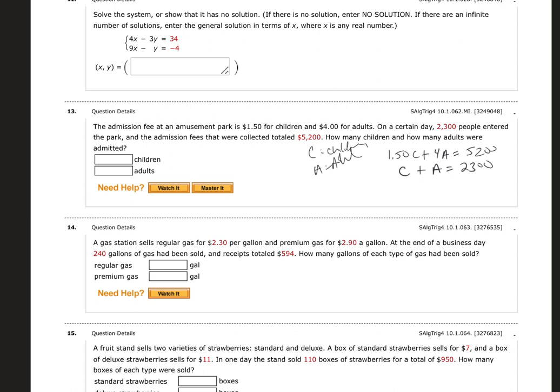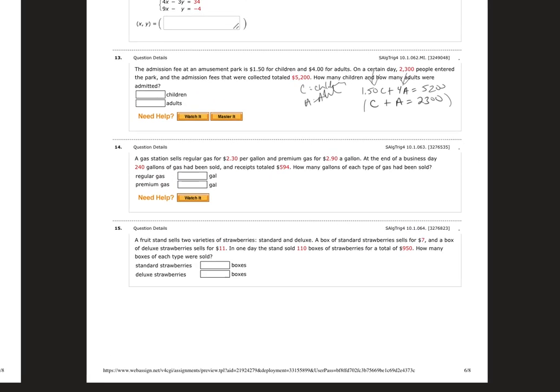The problem with these kinds of things is really writing out the equations. It's not as much solving the equations, but I can tell you, if we were going to solve this the whole way, I would be multiplying this entire row by either -4 or -1.5 to either cancel out the A's or the C's. Remember, you have to find the price and cost for both children and adults. 14 is the same kind of idea.